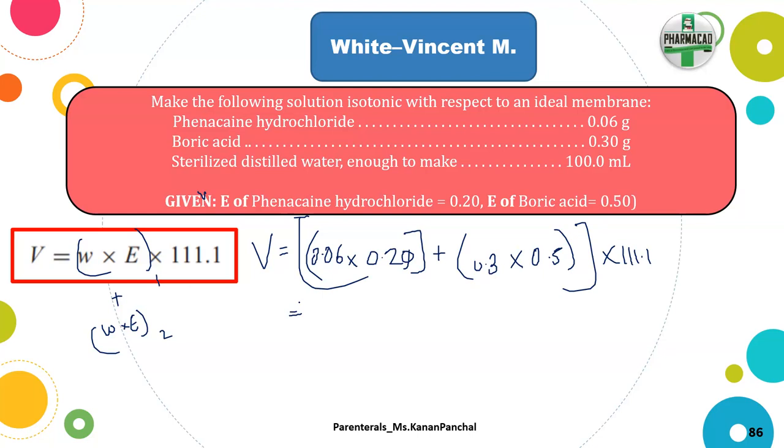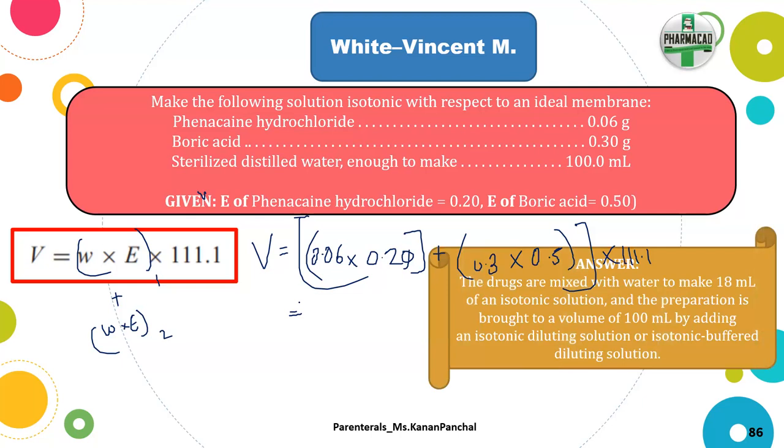And I'll solve it. 1.79982, 17.9, decimals, so approx 18. So, the drugs are mixed with water to make 18 ml of an isotonic solution. And the preparation is brought to a volume of 100 ml by adding an isotonic diluting solution or isotonic buffered diluting solution. Fine. So this is how it is going to be calculated.